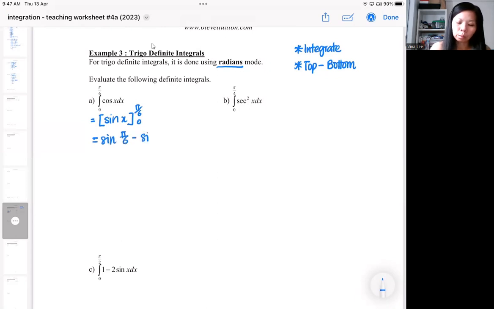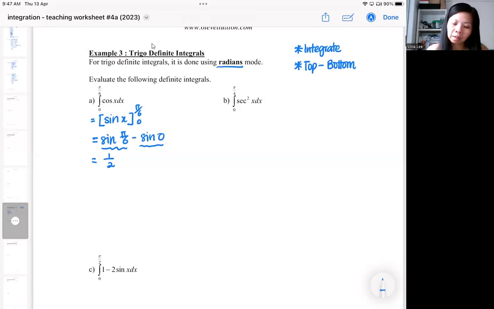Try not to press everything at one shot. Press item per item, in case you might need to leave it in the exact form, or you might need to leave it in surds.